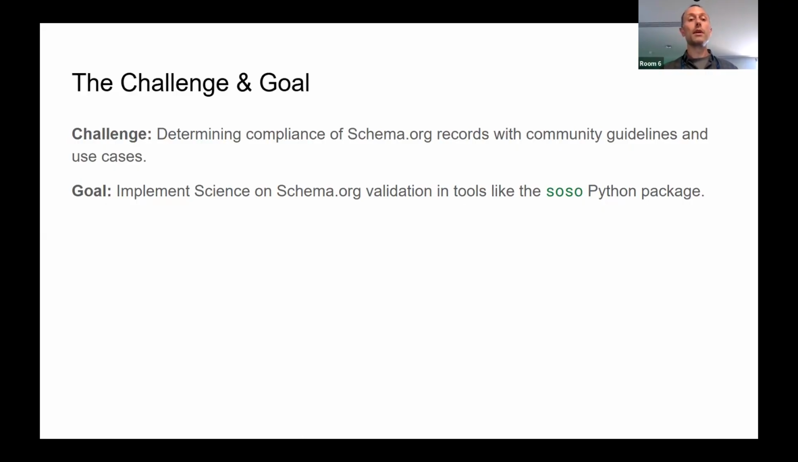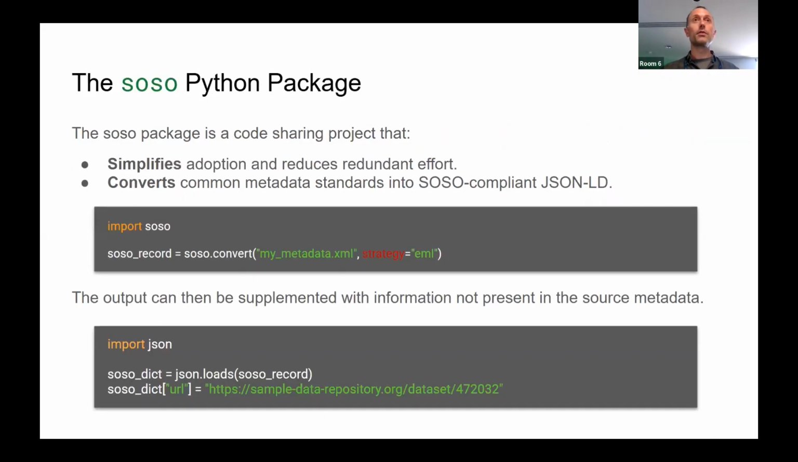The goal here is to implement those validation profiles into tooling like the Science on Schema, or the SOSO, Python package. Those of you that are not familiar with this, which is probably most of you because it is fairly new, I think it's been live about a year and a half. The SOSO package is really a code sharing, community-driven project that's meant to simplify adoption throughout the community and reduce redundant effort in development and maintenance of conversion.